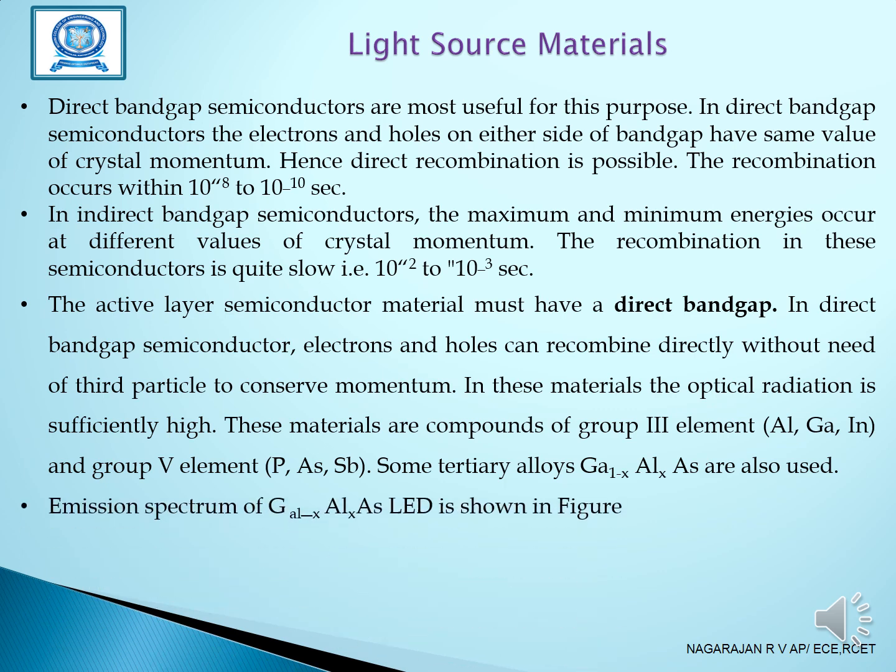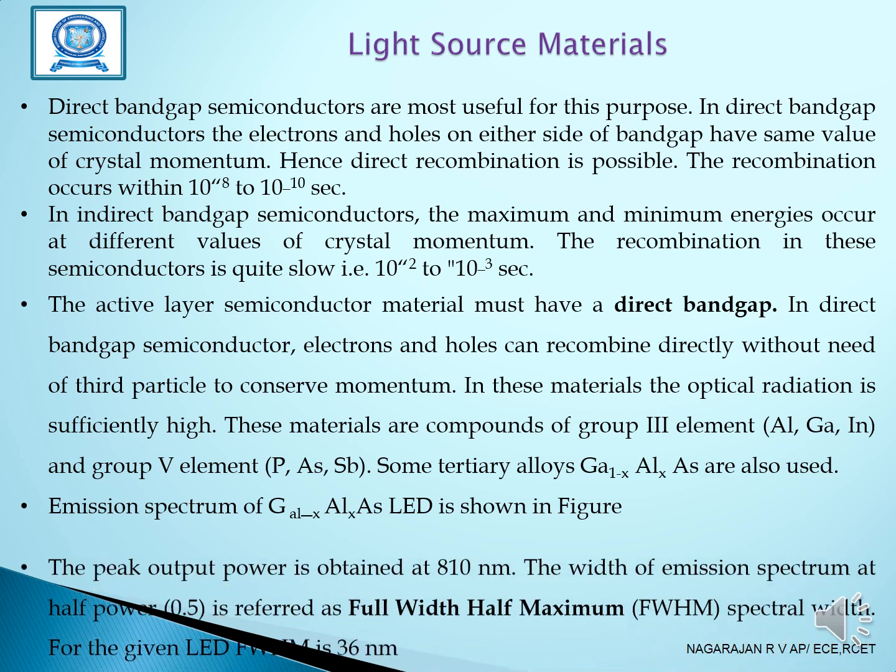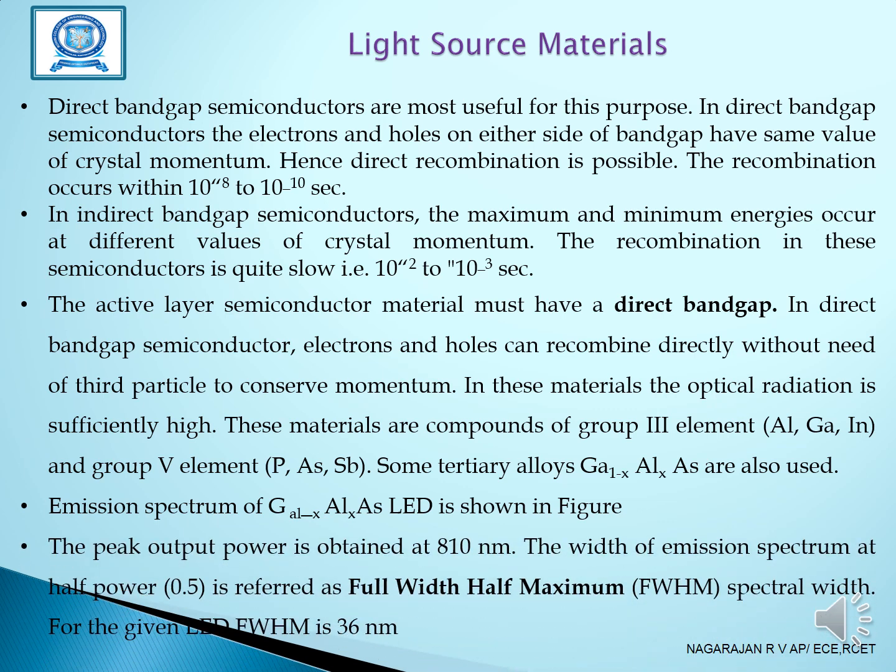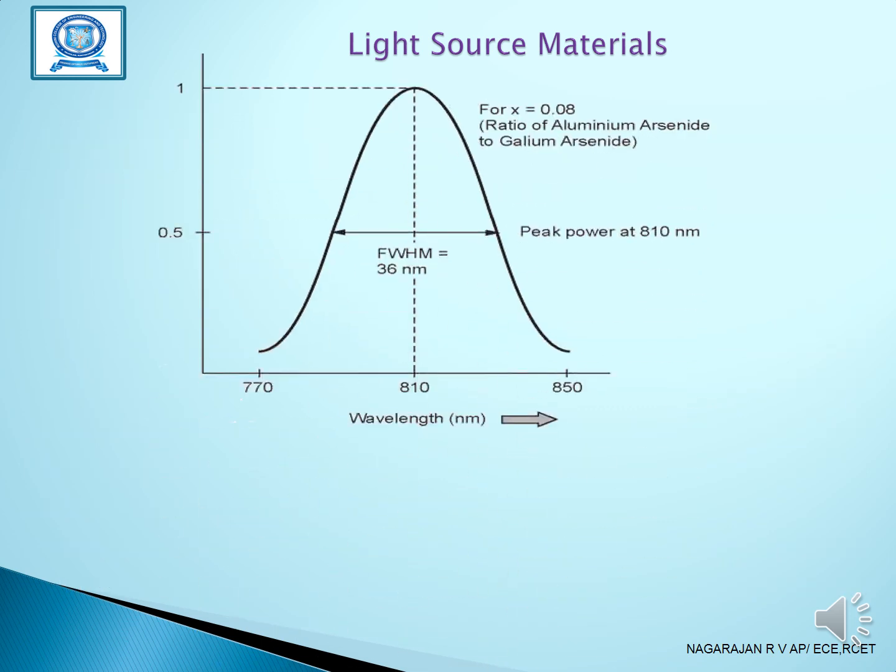The emission spectrum of a gallium arsenide LED is shown in the figure on the next slide. The peak output power is obtained at 810 nanometers. The width of the emission spectrum at the half power points is referred to as the full width half maximum spectral width. This is the spectrum wavelength.